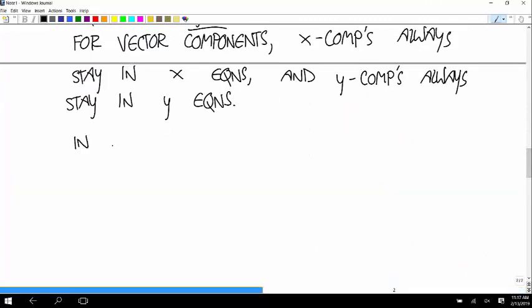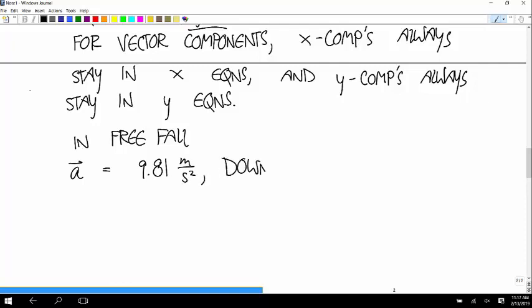So in free fall, first, the acceleration vector is equal to 9.81 meters per second squared down. That's a vector now, and if we choose our positive y axis to be up, which is what we're usually going to do, then the components of this vector are 0, negative 9.81.